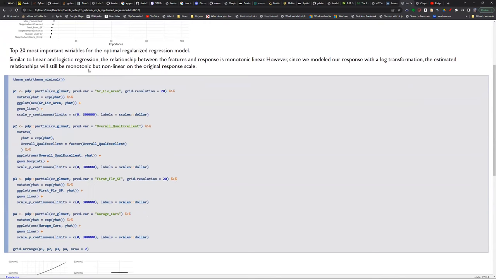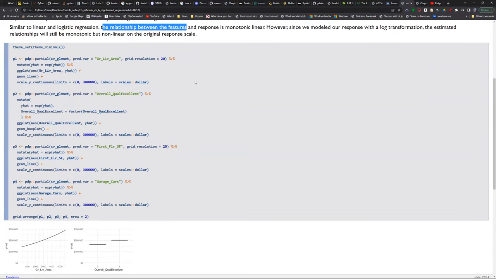Okay, so it says also that similar to linear logistic regression, we can explore the relationship between features and response. The way that the author does it is with this function, PDP, partial dependence plots. And this is the formula with the ggplot, the formula to get those partial plots. So we get some information here about the behavior of the gross living area compared to the y hat, to the predicted values, right?